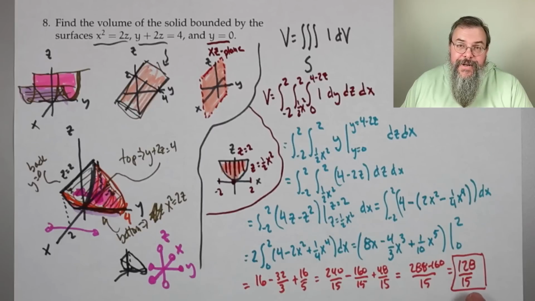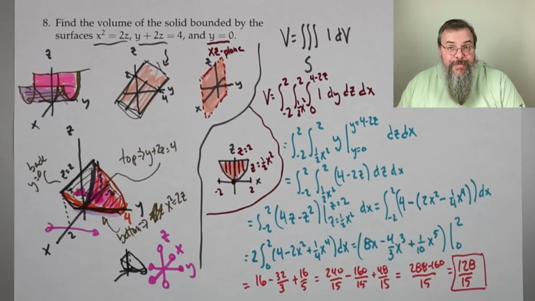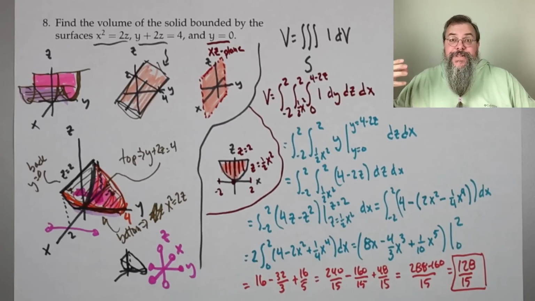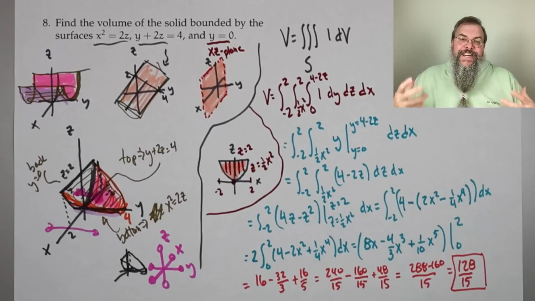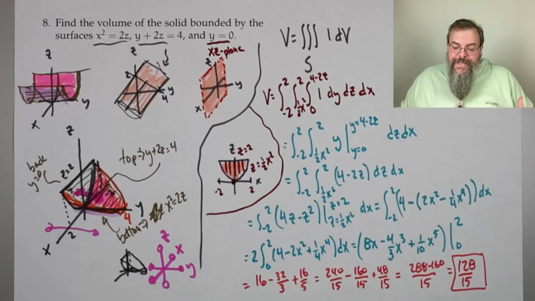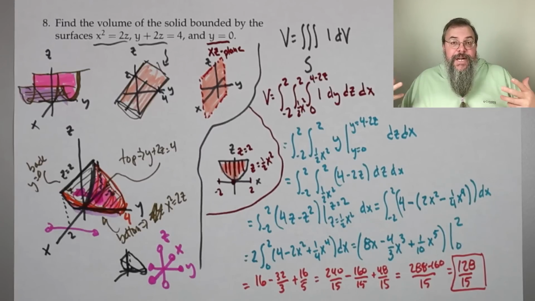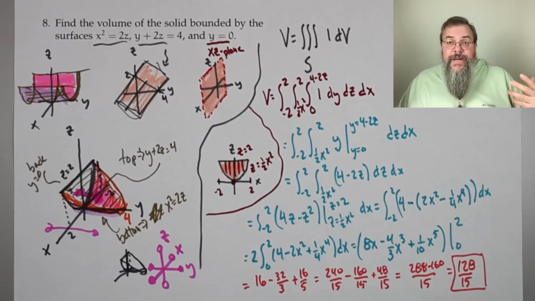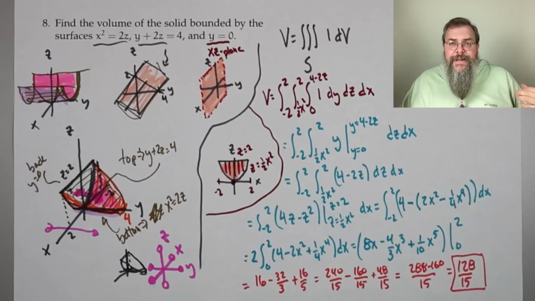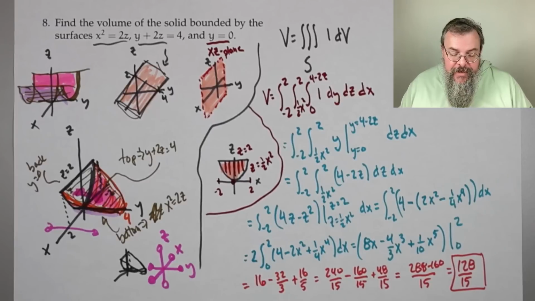And other good news. That's a positive number. If we'd gotten a negative number for a volume, what would that mean? It would mean that mistakes were made, and we should check our work. If we got 0 as an answer, mistakes were probably made, and we would go and check our work. But we got 128 over 15. I don't know exactly what that is. It's what, 8 point something, I think? A little over 8, about 8.5. Okay, 8.5. That seems a reasonable answer.